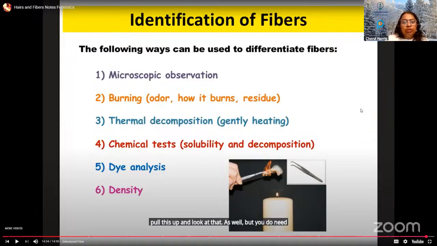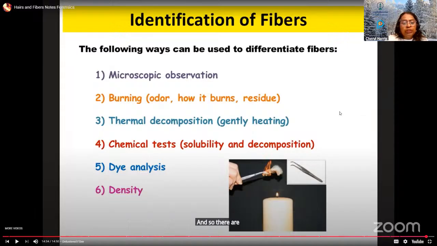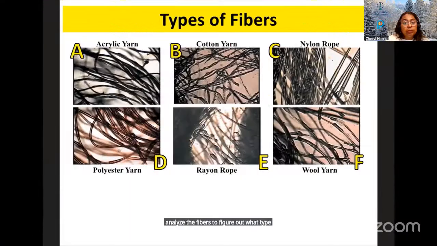But you do need to know that if you collect a fiber, other than looking at it under the microscope, there are other ways to analyze it, because a lot of fibers look alike. There are other ways that you can find differences in their chemical structure and texture. So make sure you come back and visit that list as well, to analyze the fibers and figure out what type of fiber it is.